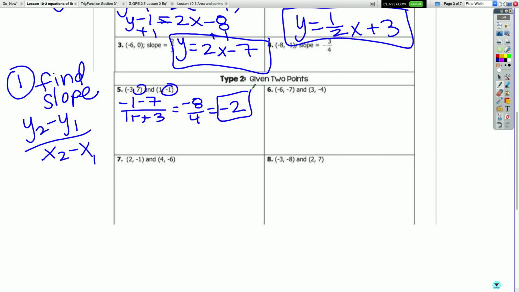Do you think it matters which point we use here? Nope, it doesn't. Which one looks easier? Just pick which one you want to do and do that. I think one looks easier than the other, but it doesn't matter because I want us to try both anyway. So pick which one you like and let's plug it in to our point slope formula, which is what?